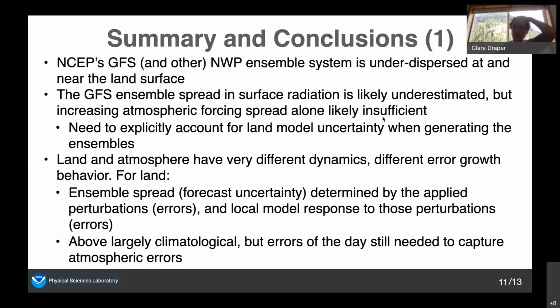The reason that we do is that the atmosphere is the largest driver of errors in the land model. And so the reason that we need our ensemble is to get the errors of the day in the atmospheric forcing. This is particularly important if you think about something like precipitation, because precipitation can change the soil moisture quite dramatically. And then when that soil moisture changes, that can even change the direction of your error covariances between the land and the atmosphere. And so I think we still do need to use the ensemble system.